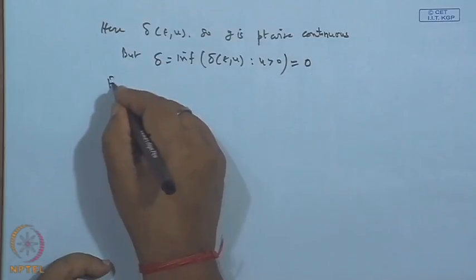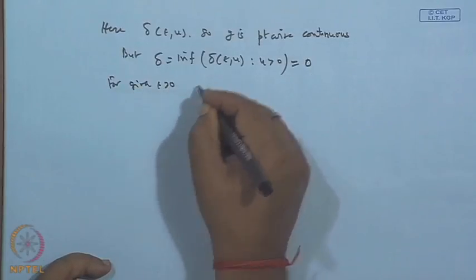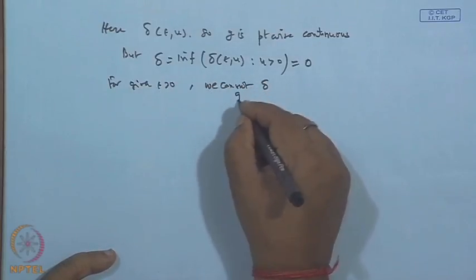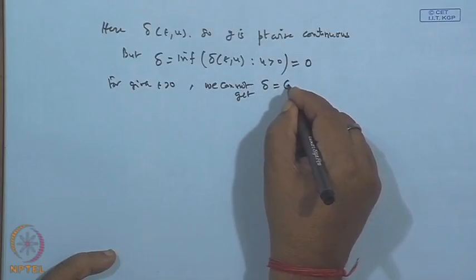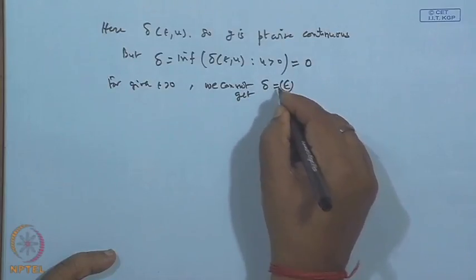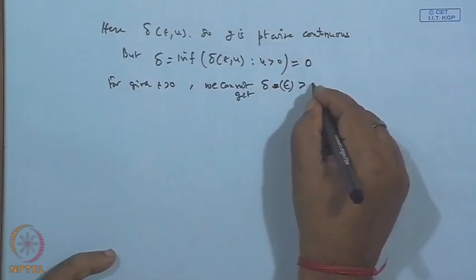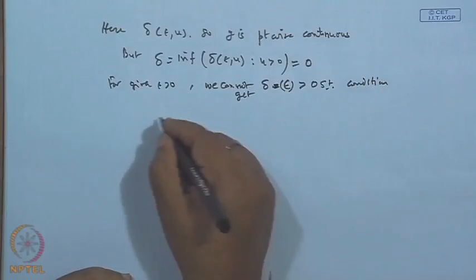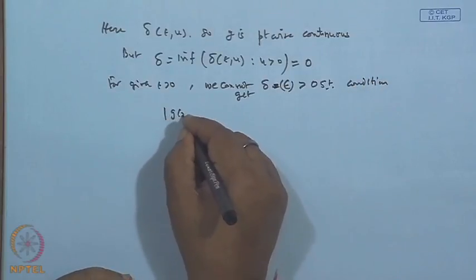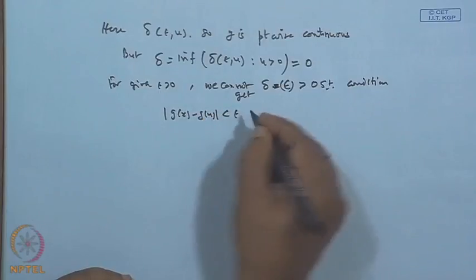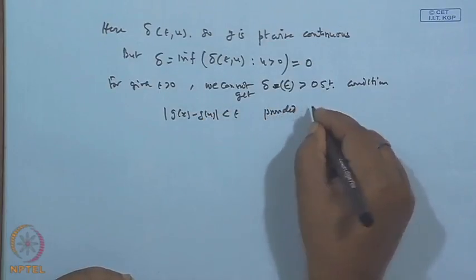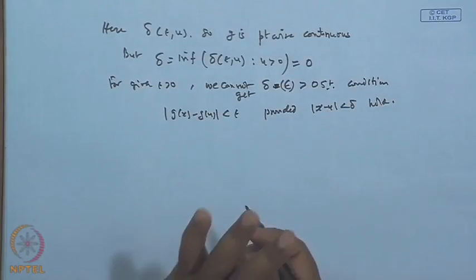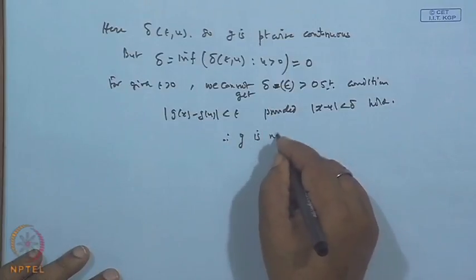So, for a given epsilon greater than 0, we cannot get a delta which depends only on epsilon and is greater than 0, such that the condition mod of g x minus g u is less than epsilon, provided mod of x minus u is less than delta, holds. This we cannot get. Therefore, g is not uniformly continuous.